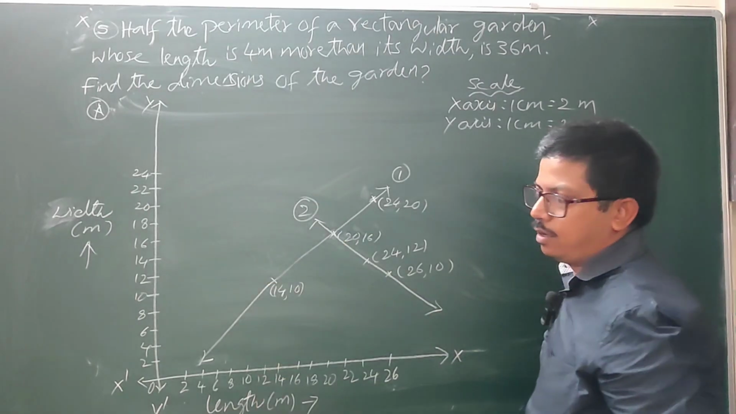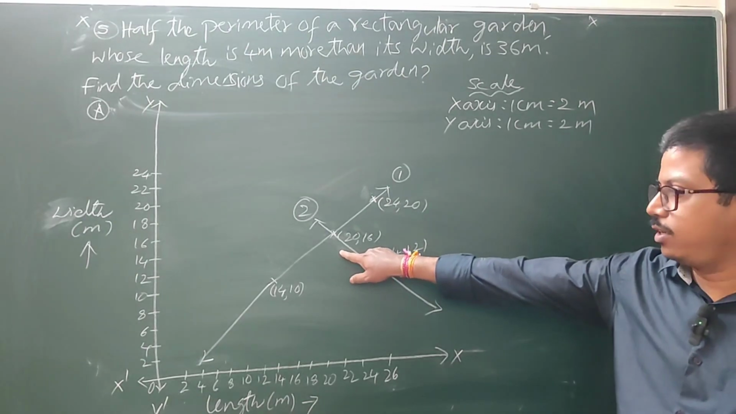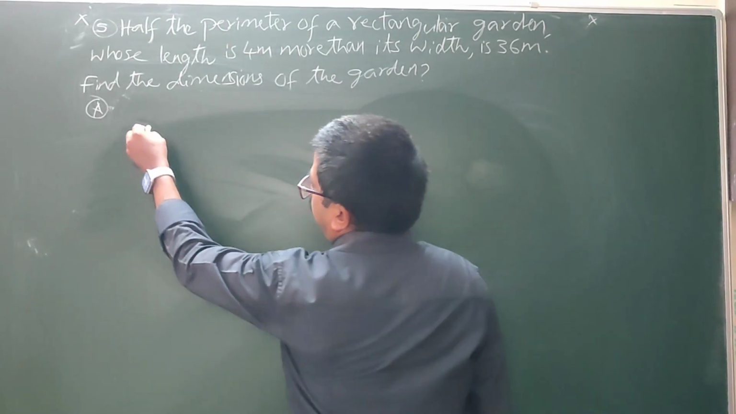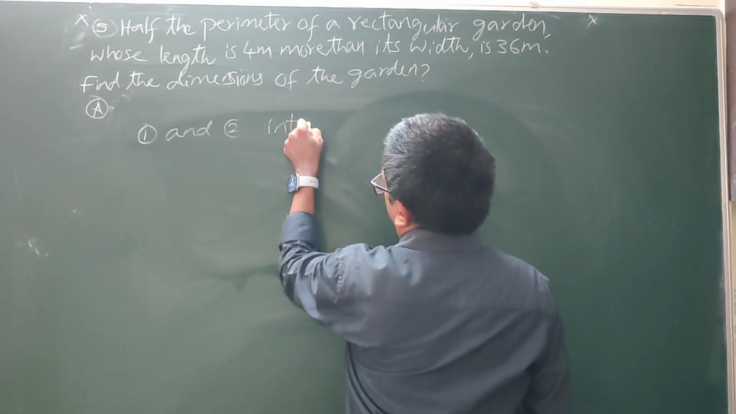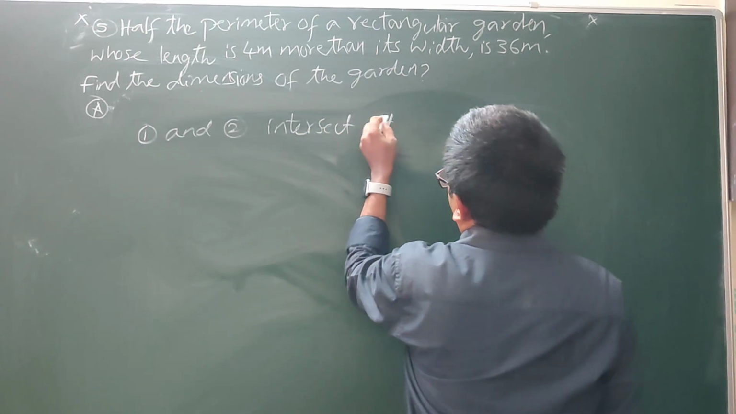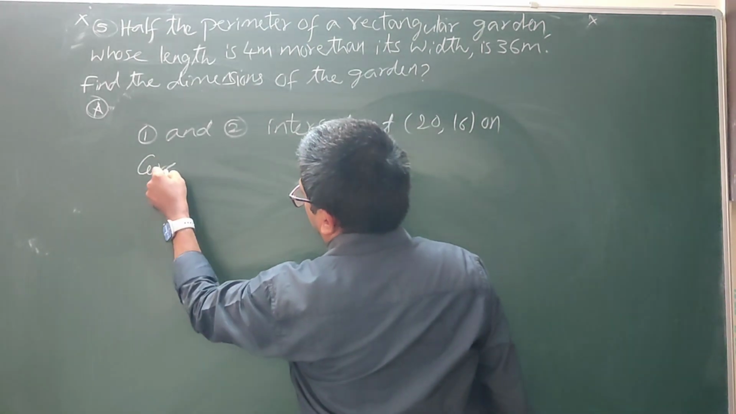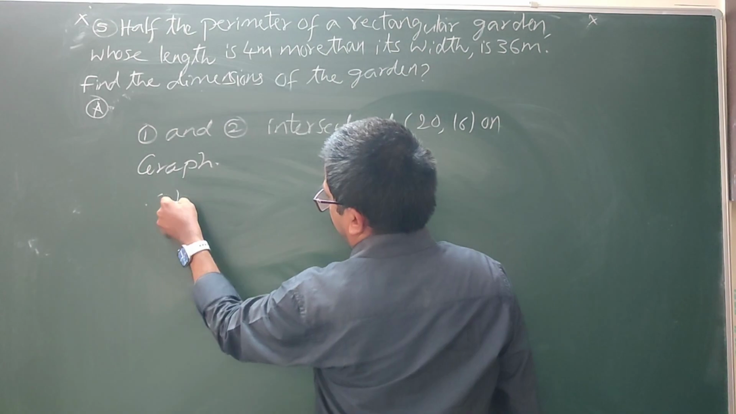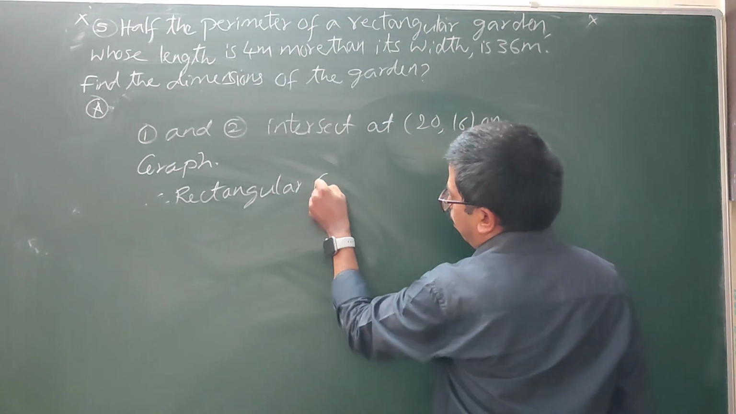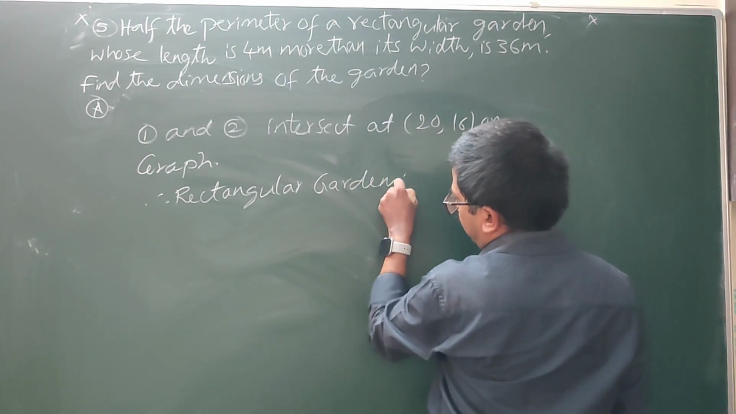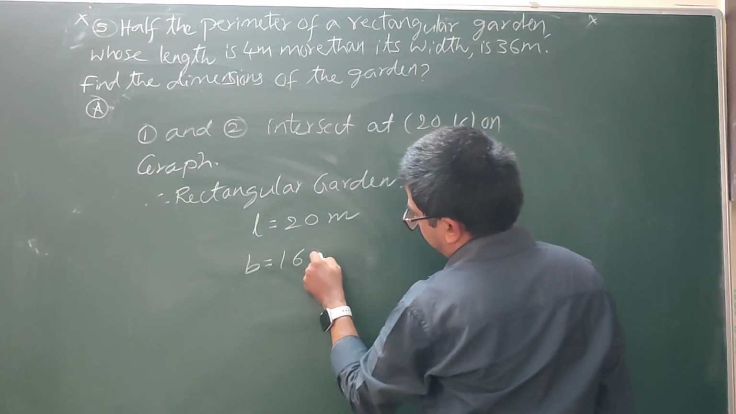So you can easily observe that equations 1 and 2 are intersecting at 20, 16. Equations 1 and 2 intersect at 20, 16 on graph. Therefore, for the rectangular garden, length L equal to 20 meters, breadth B equal to 16 meters.